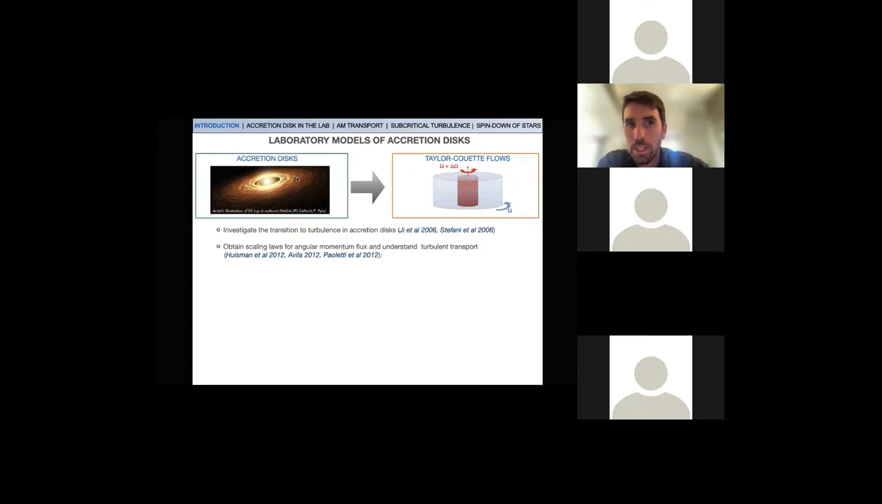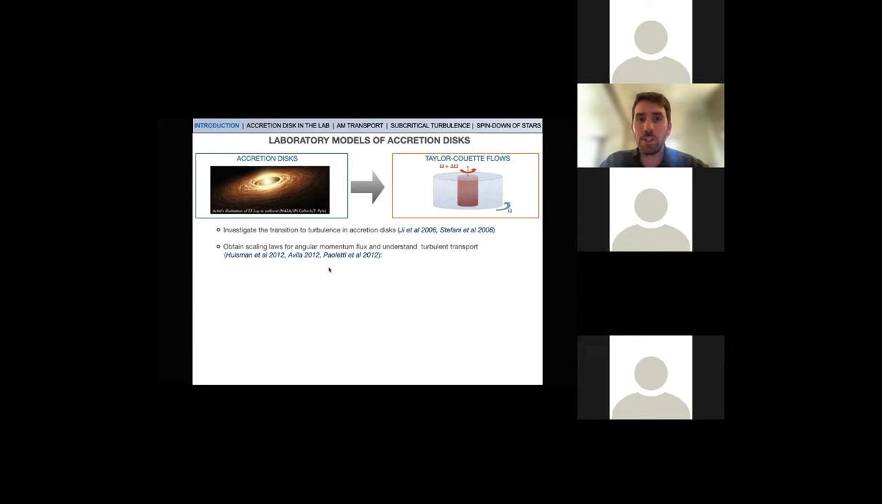There is a second type of studies, which is closer to what I will present today, where you don't care too much about that. The idea is to set up a flow as turbulent as possible, and then to study how the turbulence transports the angular momentum to make some prediction or some understanding of these objects. So there are very fundamental and interesting results on both parts of these studies.